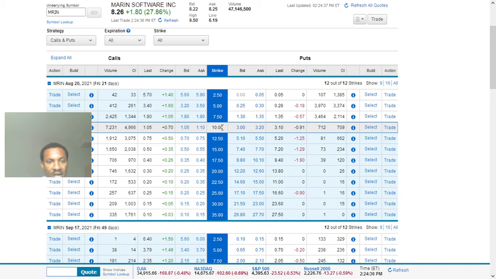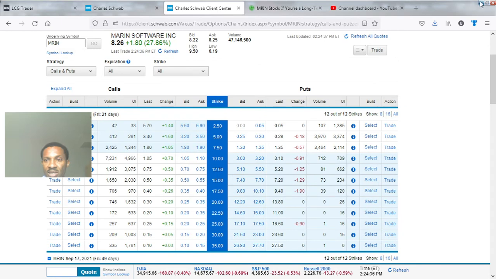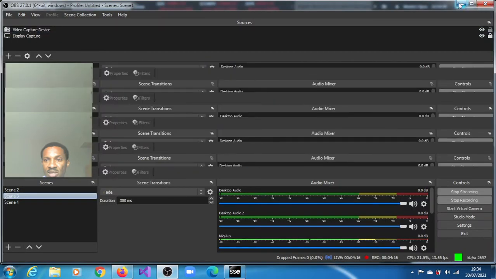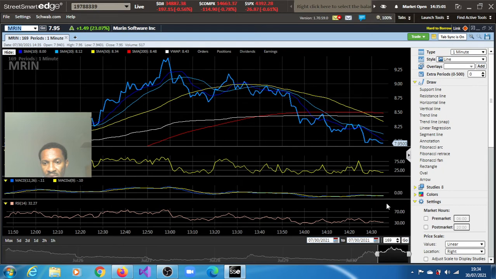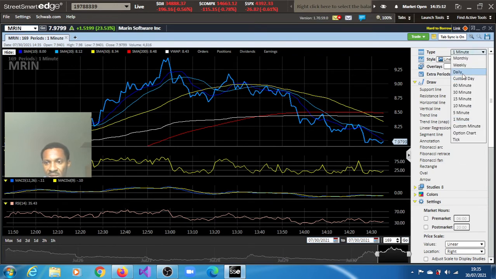Okay, but in any case, let's look at what's going on live for Marine Software. So it's up 23.27%. For the 1 minute model, in the near term, in the short term, it's quite bearish. You can see the momentum is oversold. The 14 period slow stochastic oscillator is indicating the stock is oversold. Obviously, MACD is below the signal line. RSI is almost at 35.43. So let's look at the daily model and see what's going on there.